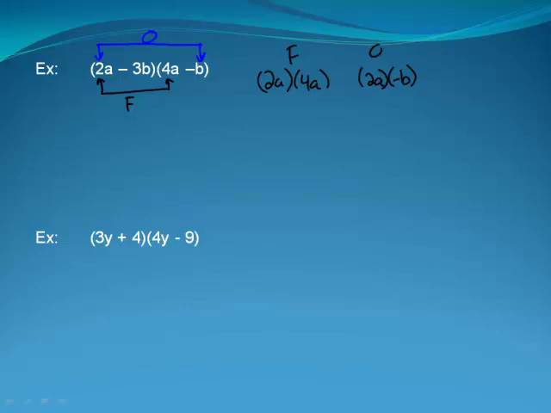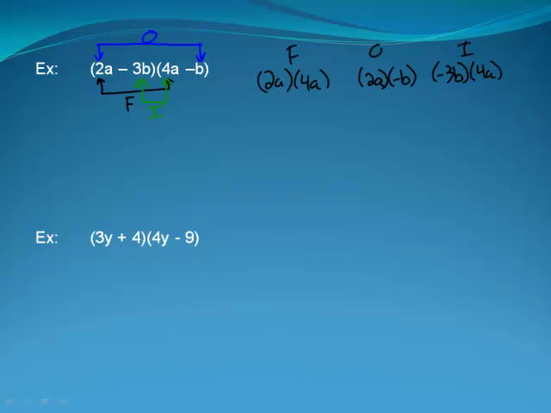Inner means the innermost terms as you look at it. So the innermost 2 terms is the negative 3b and the positive 4a. So over here, we've got negative 3b times positive 4a.